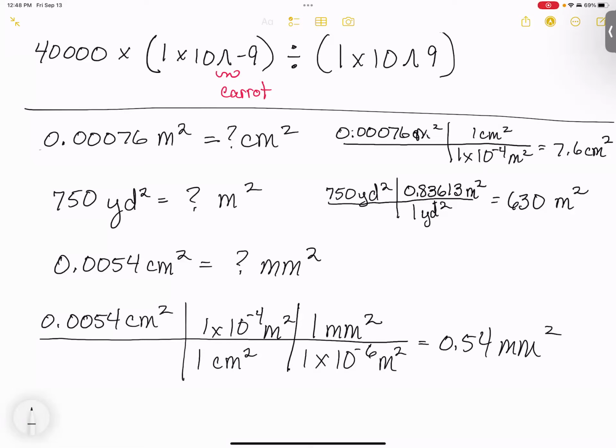So maybe that's the whole thing that was messing me up, because it also was confusing me on the Edpuzzle, and I kept getting the wrong answer. I got the first one wrong, and I was like, I don't know what I'm doing wrong, so I just asked if it could be the caret, how you're keying it in, and I can't answer that.